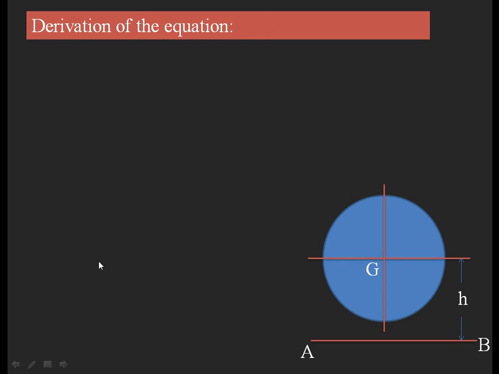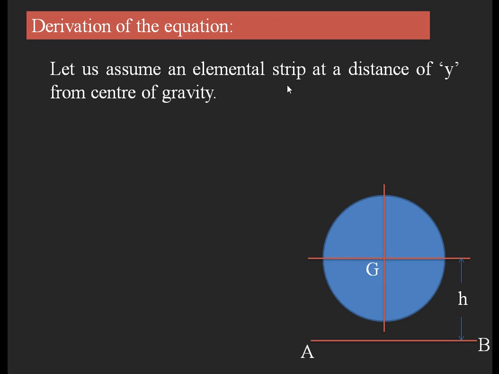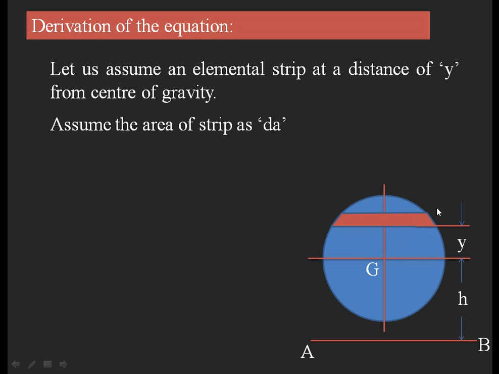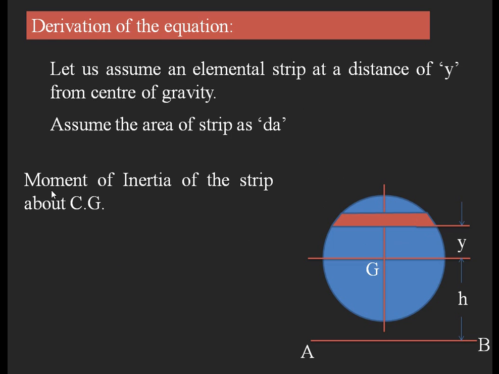Okay, for the same figure, assume an elemental strip at a distance of y from the center of gravity line. So from the center of gravity line, assume an elemental strip at a distance of y. For this, assume the area as dA. This elemental strip's small area is dA, and next we have to write the moment of inertia of the strip about CG.